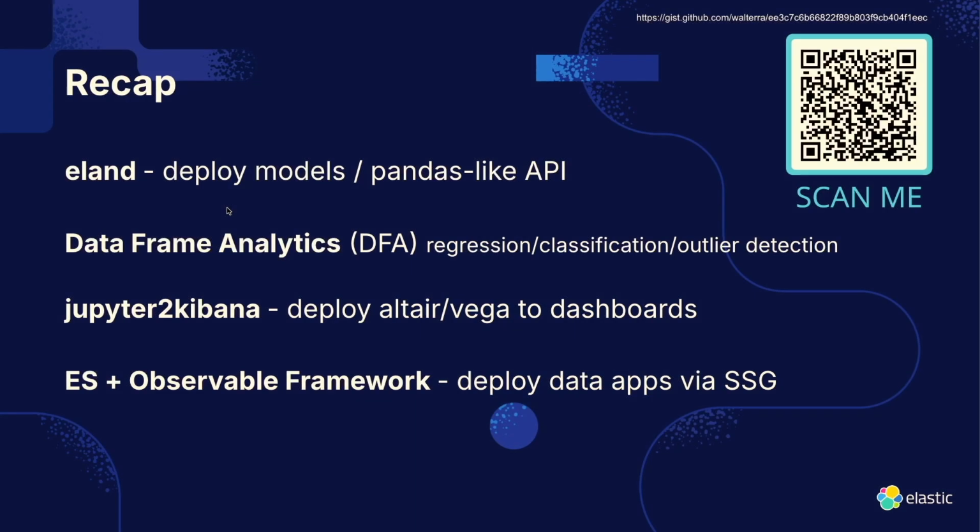So to recap, yeah, we showed Eland to deploy some models and its pandas-like API, data frame analytics with regression, classification, and outlier detection, Jupyter to Kibana for the use case of deploying visualizations from Jupyter Notebooks to Kibana dashboards, and then statically generated websites based on a full manual approach or also using Elasticsearch with Observable Framework.